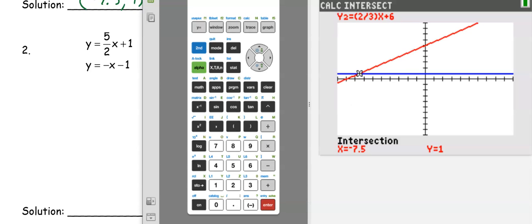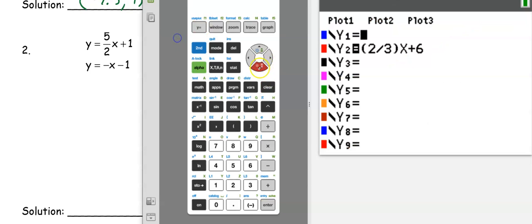In number 2, we have y equals 5 over 2x plus 1, and we have y equals negative x minus 1. So in y equals, we're going to clear out our equations. And in y1, we're going to type our equation. So in y1, we have parenthesis 5 divided by 2, close parenthesis x, plus 1. And in y2, make sure, because this is a negative x, we should have a negative in front of it. So negative sign, not a subtraction sign, negative x minus 1.